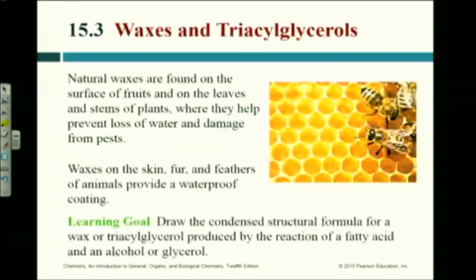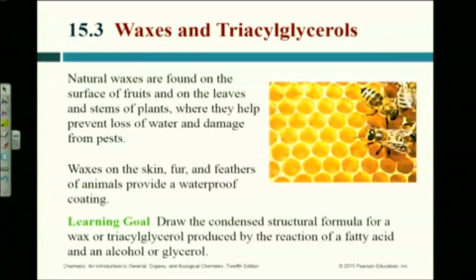We're not gonna worry about this. Now waxes, what are waxes? They're natural fatty acids. They're found on the surface of leaves, plants, and they help prevent water damage from pests. They also help prevent water loss. They also play a role in structure too. Waxes can be quite rigid when they dry, and so they help the plant.